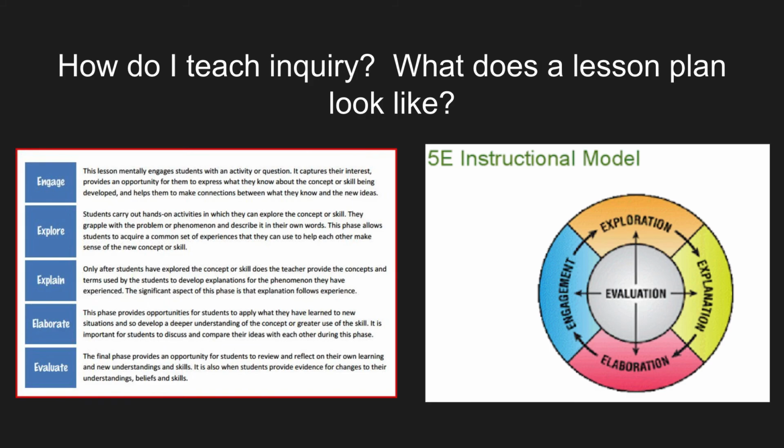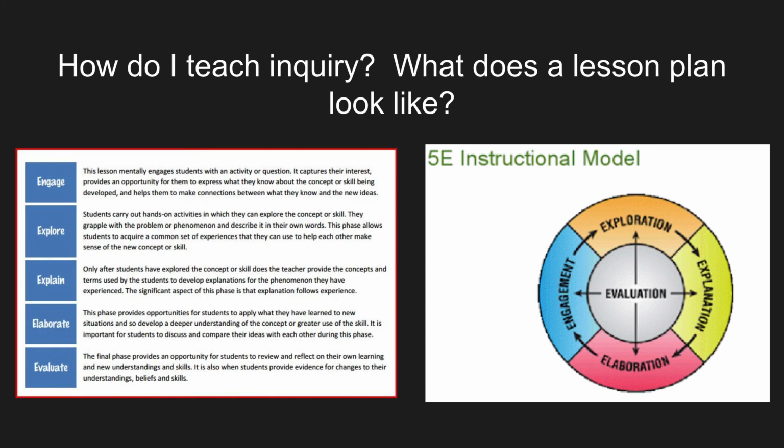Then we explored. And so this is where they carry on those hands-on activities with some level of inquiry. So I described to you already about the bird beaks and how the students were engaged in picking up the different seeds and asking really good questions.